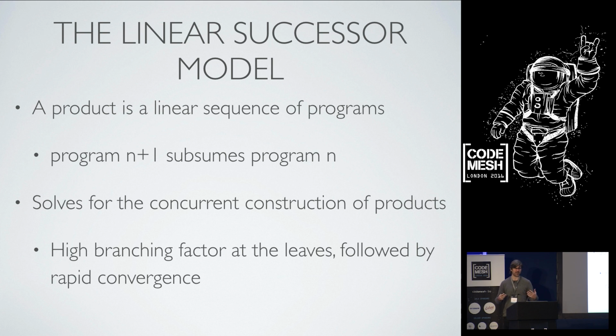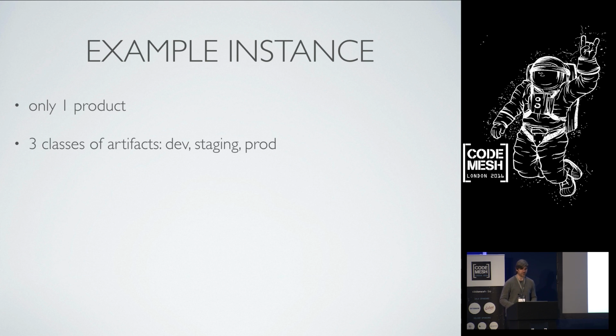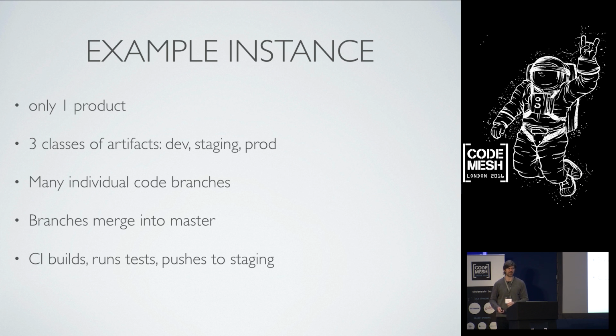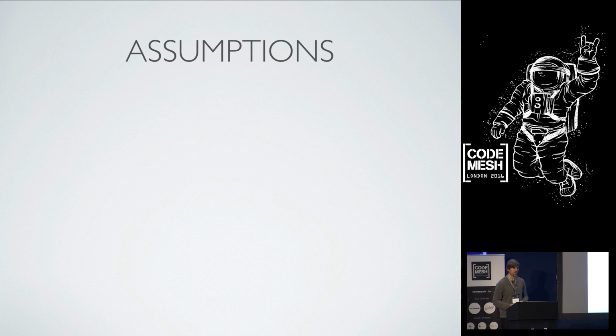And the way it does that is you have a high branching factor at the leaves, the individual branches of the developers, followed by a rapid convergence to the production artifact. So let me step through an example. You can imagine you have one product, the product of your company. You may have three classes of artifacts: dev, staging, and prod. Prod is ultimately the product. But you have many individual code branches where features are being developed, bugs are being fixed, conflicts between other people's branches are resolved, and so forth. But very quickly, all those branches merge into master. And then, for instance, CI builds, runs tests, puts it into staging, and then eventually someone presses a button or decides that this is now the new product. There are many different versions of this process, but it's more or less the standard way that things are done these days.